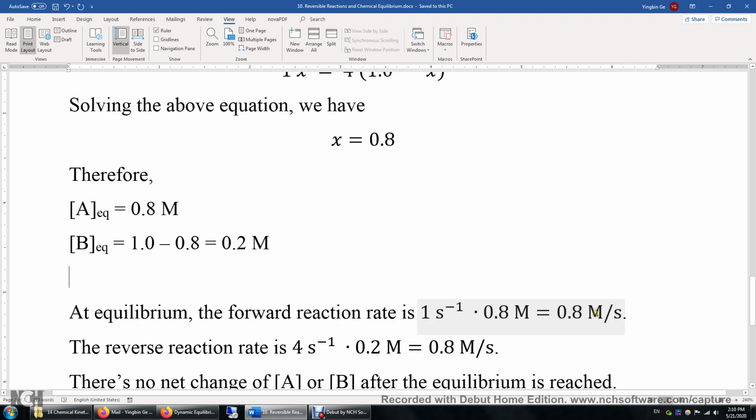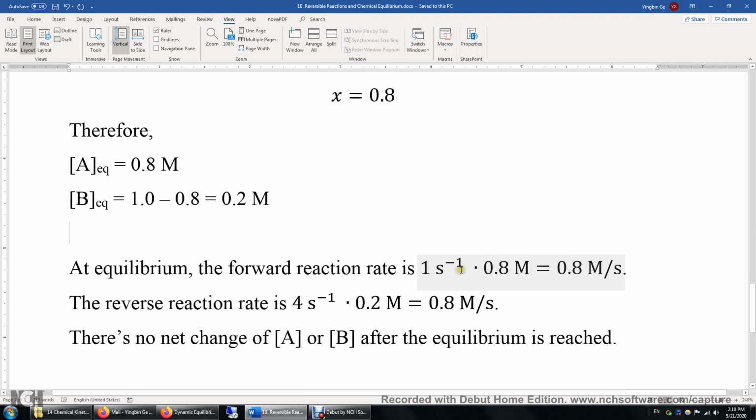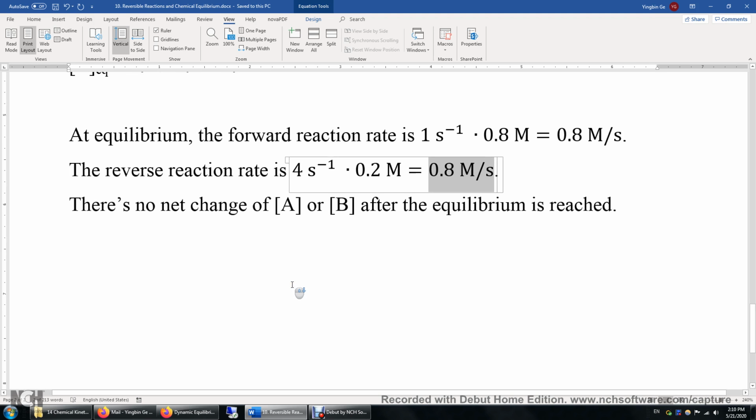The result is 0.8. How about the reverse reaction rate? We need the rate constant, which is 4 per second, times the concentration of B. And then the result is also 0.8. It's not surprising because, again, at equilibrium, the forward rate should be equal to the reverse reaction rate. And at this point, there's no net change of the concentrations of A or B.